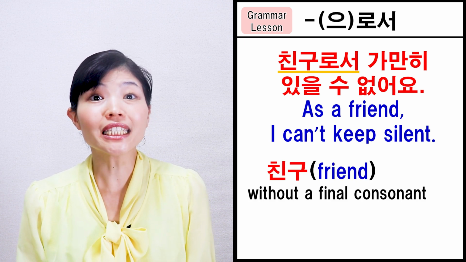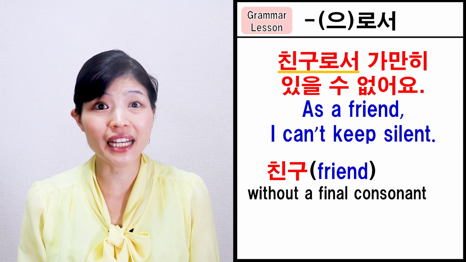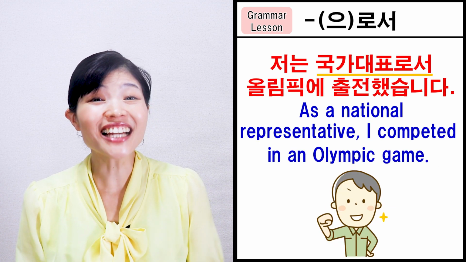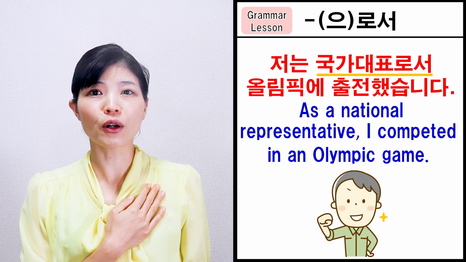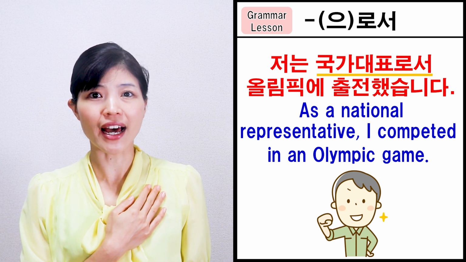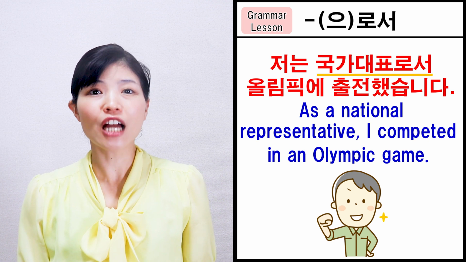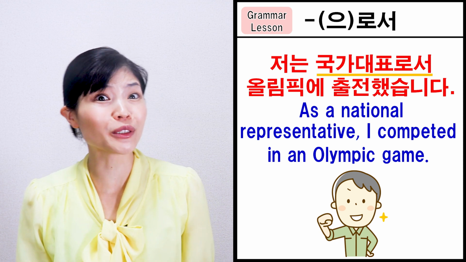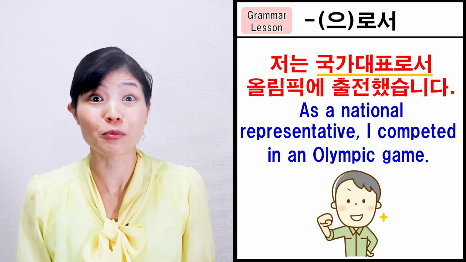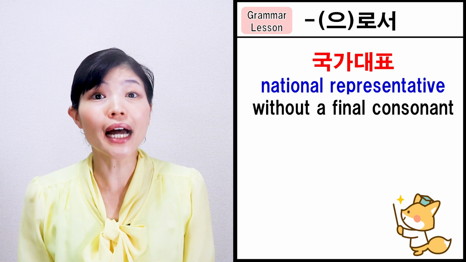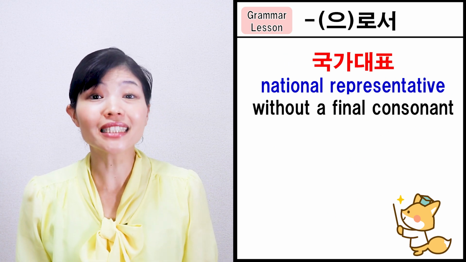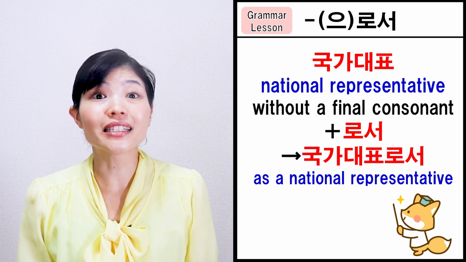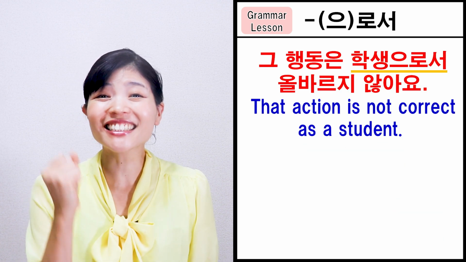Here, since the noun 친구, friend, does not have a final consonant, you add 로서 to make 친구로서 as a friend. Let's read the next sample sentence. 저는 국가대표로서 올림픽에 출전했습니다. As a national representative, I competed in an Olympic game. This sample sentence is so cool as it talks about national representative for an Olympic game, right? Here, since the noun 국가대표, national representative, does not have a final consonant, you add 로서 to make 국가대표로서 as a national representative.